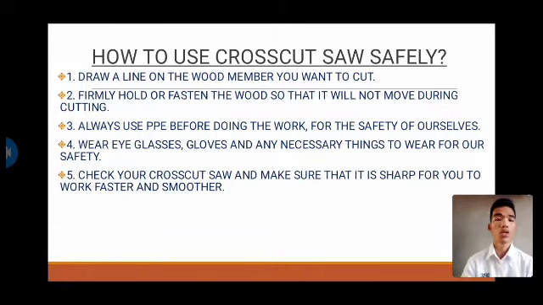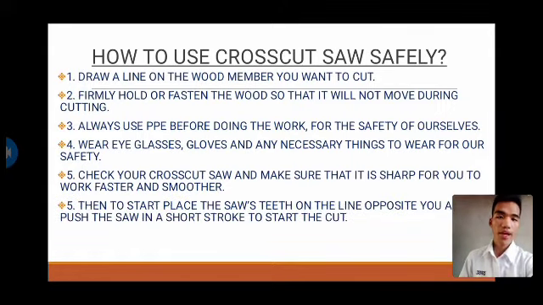Okay, and you can work faster and smoother. That's the advantage of taking your crosscut saw and sharpening. Okay, and number 6 is then, addition of that. Number 5.